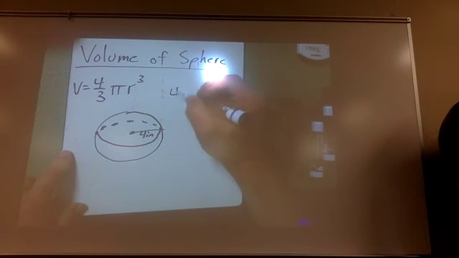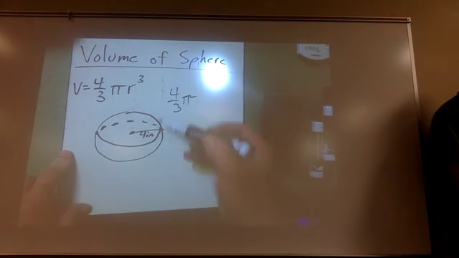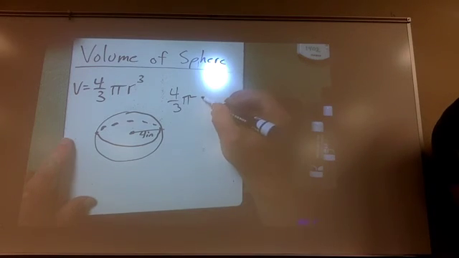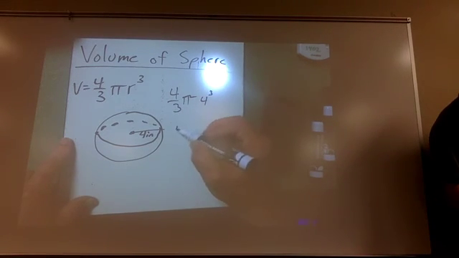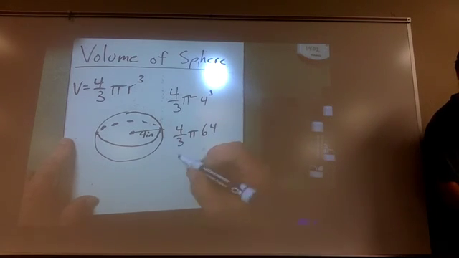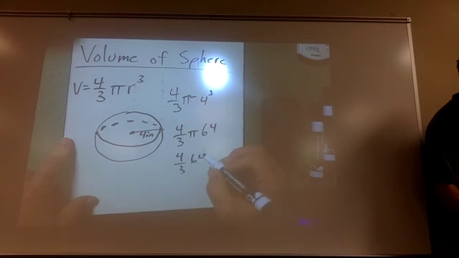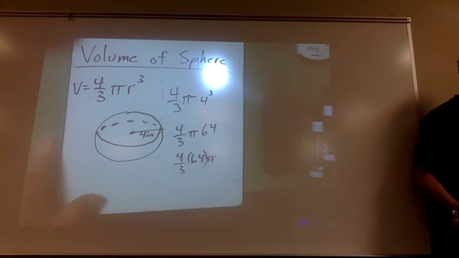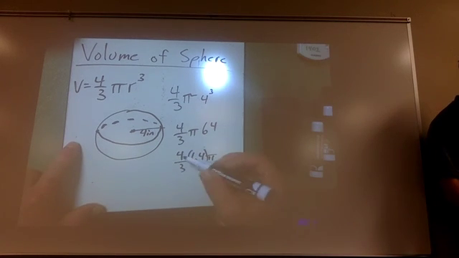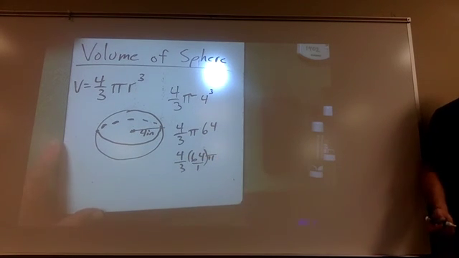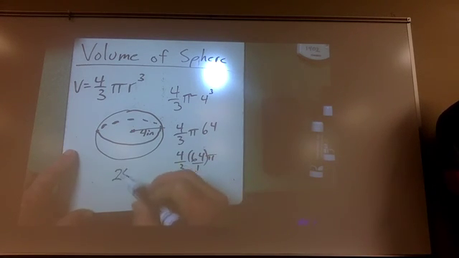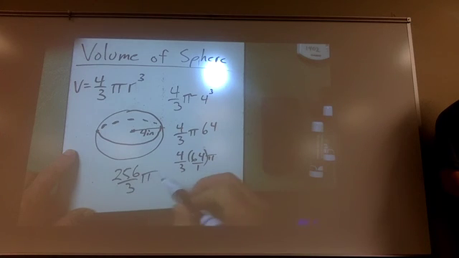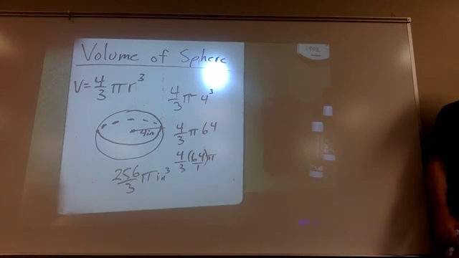Well, it's 4/3 pi times radius to the third power, 4 to the third power. 4 to the third power is 64. So it's 4/3 pi times 64. I'm just going to move that pi to the end so it's kind of out of the way there. So it's 4/3 times 64, and when you multiply a fraction times a whole number, it's the numerator times the whole number, because remember, that's like over 1. So 4 times 64 is 256, so you get 256 thirds times pi inches cubed. That would be your volume for that one using this formula, and that's all there is to it.